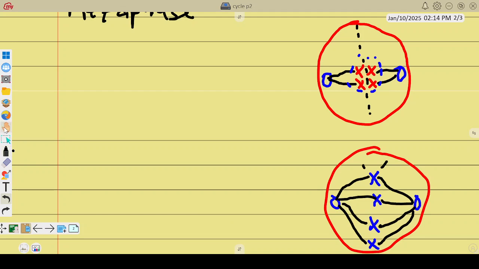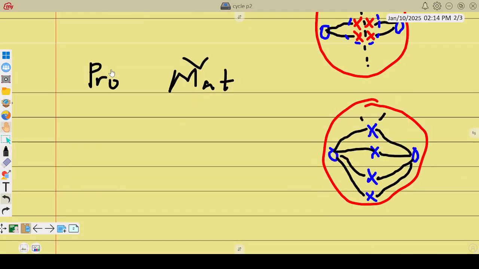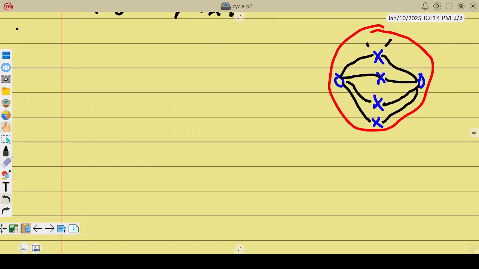Okay, and then we're making progress. So remember, we're done with metaphase. We now go to anaphase. So what events take place at anaphase? So now this is anaphase. Okay, so here now at anaphase, we continue with the development of this cell.